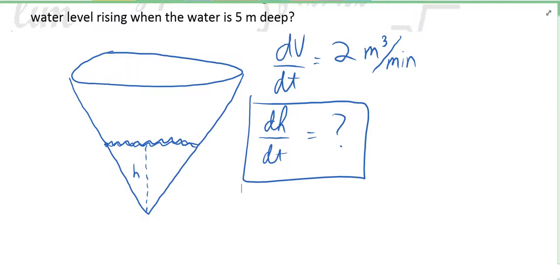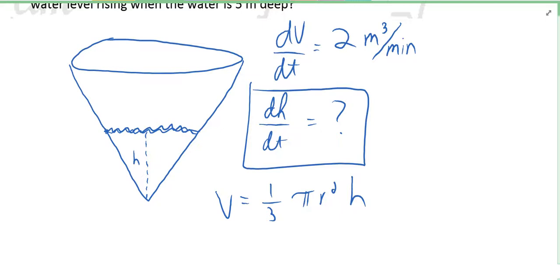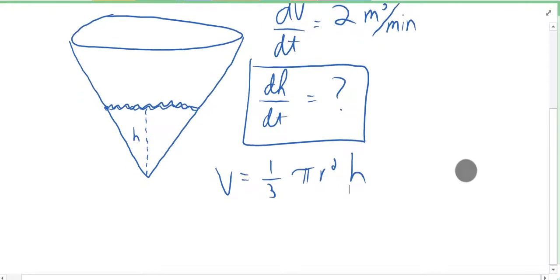Volume is 1/3 pi r squared h. Now, the problem with this right off the bat, and most cone problems have this problem, is that when we derive this the way it is, we're going to get a dV/dt, a dr/dt, and a dh/dt. Which one of those do we not want? We don't want dr/dt because we don't know it and we're not being asked about it. We'd also have to do the product rule in this case. But that's not really a problem. It's just something you've got to remember.